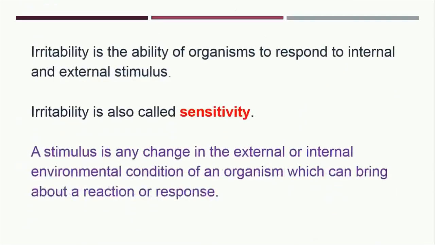So what is irritability? Irritability is the ability of organisms to respond to internal and external stimulus. Irritability is also called sensitivity. Now, a stimulus is any change in the external or internal environmental condition of an organism which can bring about a reaction or response. Simply put, any change in the environment of an organism that can bring out a reaction in an organism is said to be a stimulus.